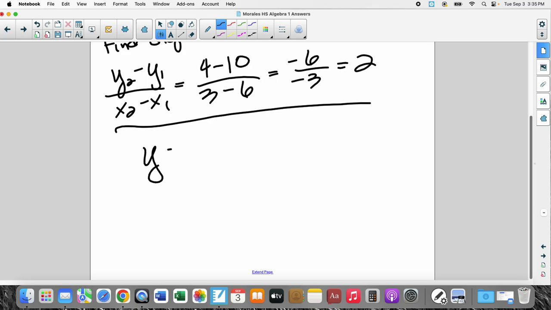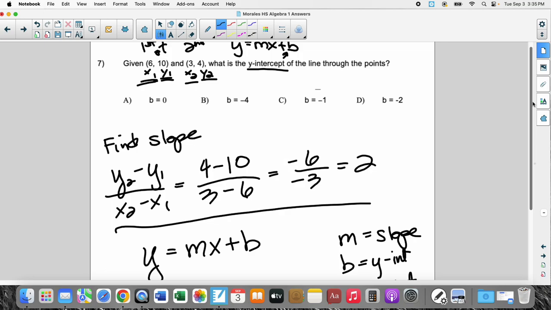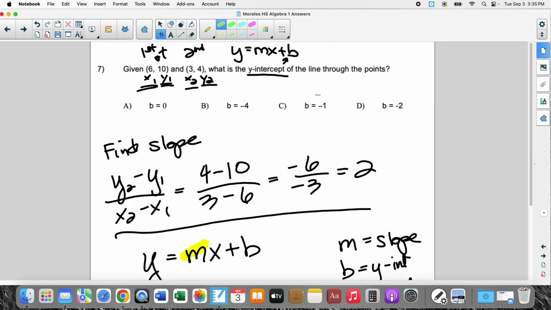But I have this equation, y equals mx plus b, where m equals the slope, b equals the y-intercept, and x and y are a point. So here's the interesting thing. What have I been provided? I have the slope, so I can fill in for slope. I know what the slope is. 2 is going to go there. I don't know what the y-intercept is. That's what I'm looking for, the y-intercept. So I need to find the y-intercept.